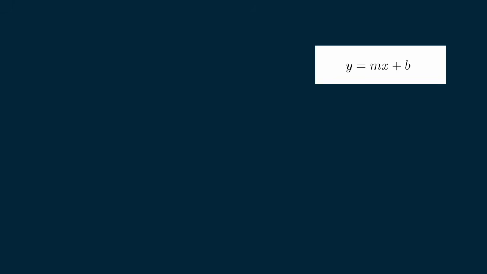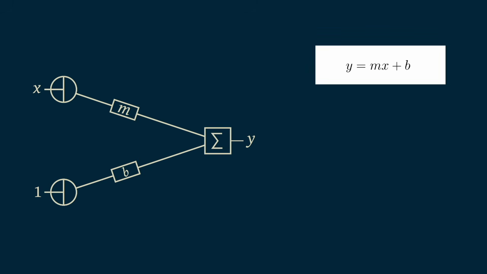Simple linear regression assumes a straight line relationship between an input variable, x, and an output variable, y. x is multiplied by a constant, m, which also happens to be the slope of the line, and it's added to another constant, b, which happens to be where the line crosses the y-axis. We can represent this in a picture. Our input value, x, is multiplied by m. Our constant, b, is multiplied by 1, and then they get added together to get y. This is a graphical representation of y equals mx plus b.